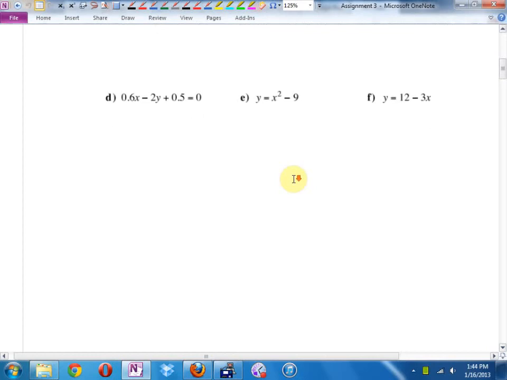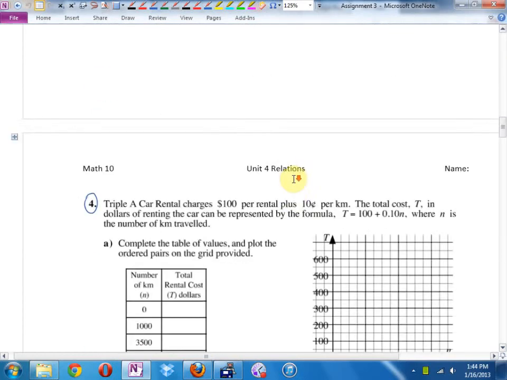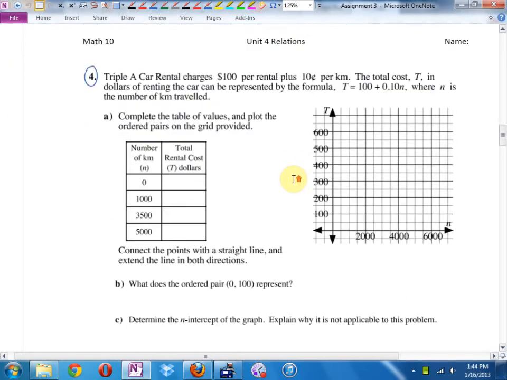Yes? 4E and 4G, I would love to. Oh, this is an application question.